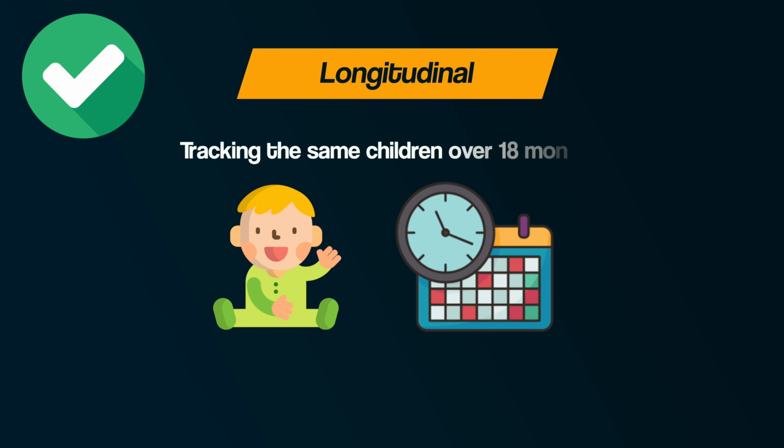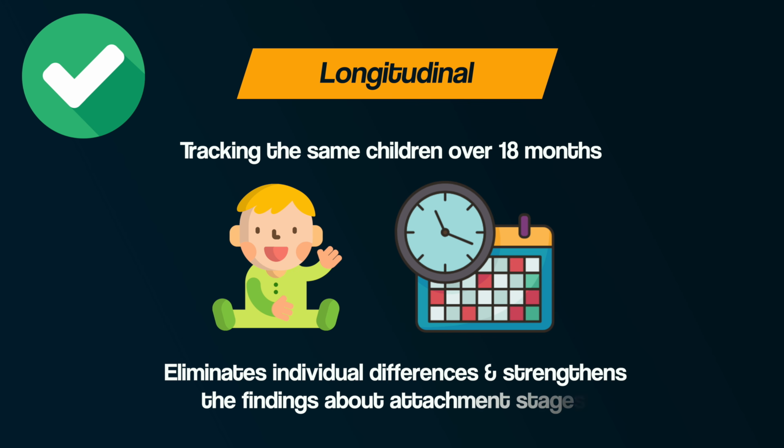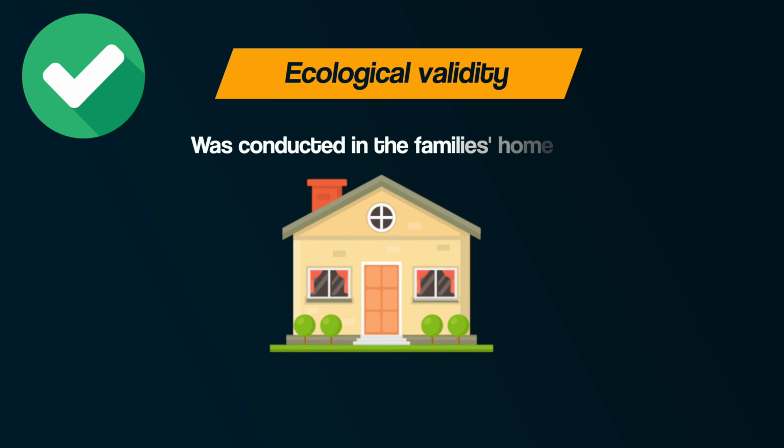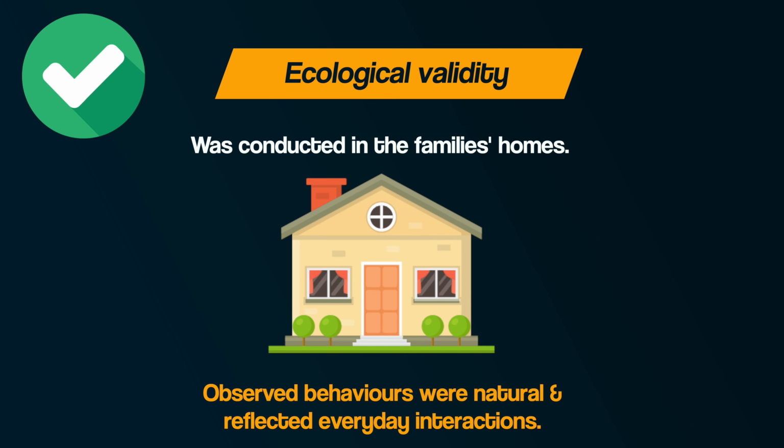Schaffer and Emerson's research is praised for being longitudinal, tracking the same children over 18 months, which eliminates individual differences and strengthens the findings about attachment stages. The research benefits from high ecological validity as it was conducted in the family's homes, meaning the observed behaviours were natural and reflected everyday interactions rather than being influenced by a lab setting. This makes the findings more generalisable to real-life situations.